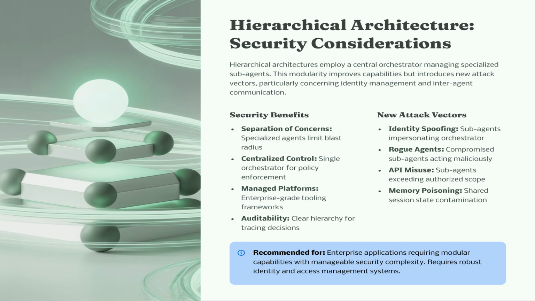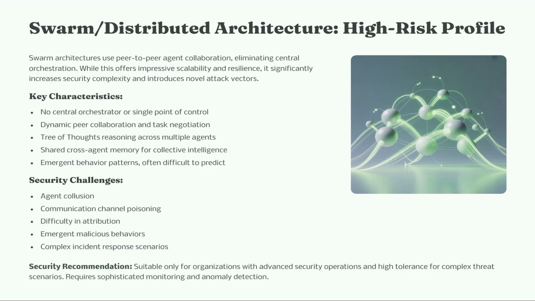Given its complexity, hierarchical architecture is best suited for enterprise applications that require modular capabilities complemented by robust identity and access management systems. Next, we'll transition to swarm architectures, which utilize peer-to-peer collaboration among agents and introduce their own set of security challenges. Building on our previous discussion about hierarchical architectures, let's explore swarm and distributed architectures.